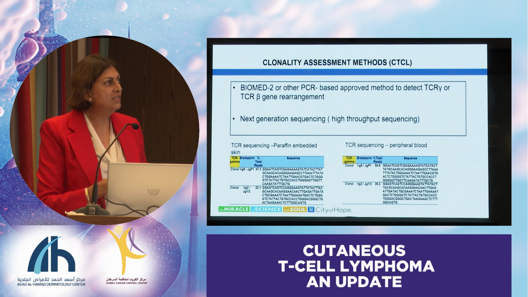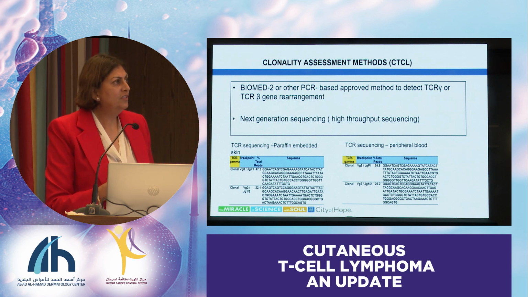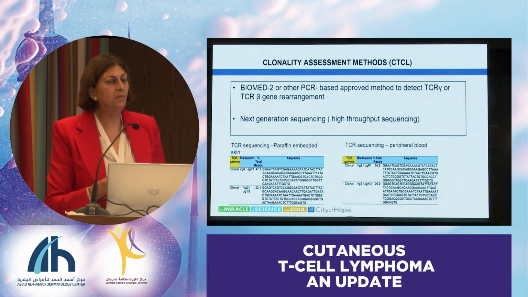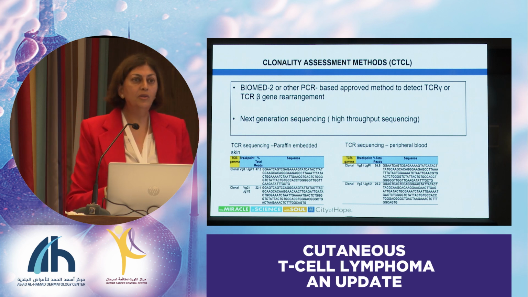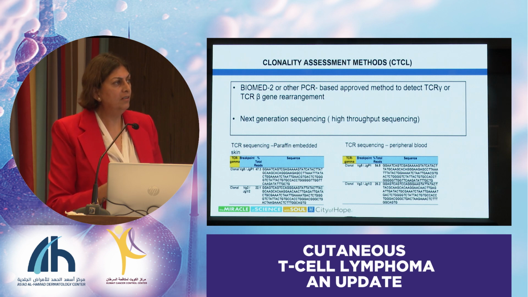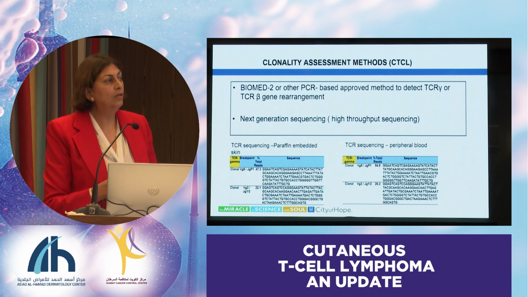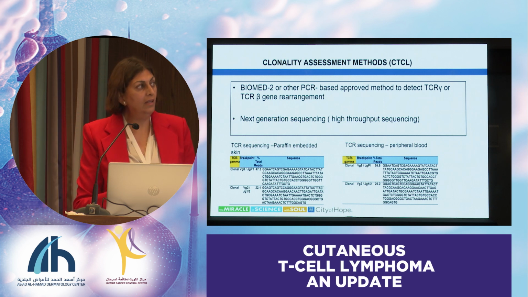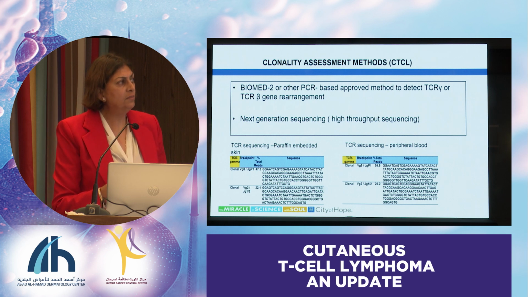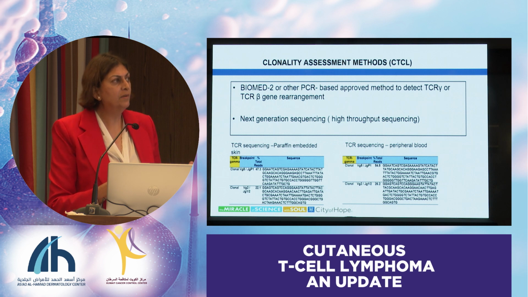Clonality assessment in cutaneous T-cell lymphomas is important. We've learned a lot from the histology. We've learned a lot from looking at lesions under the microscope, but sometimes it becomes difficult to distinguish between inflammatory conditions and actual true cutaneous lymphomas, particularly early stage disease. And this is where clonality helps. You can do it by TCR. You can look at the TCR gene rearrangements and either use PCR methodologies, either Biomed2 or other standardized approaches to really establish the clone that's present in that lesion.